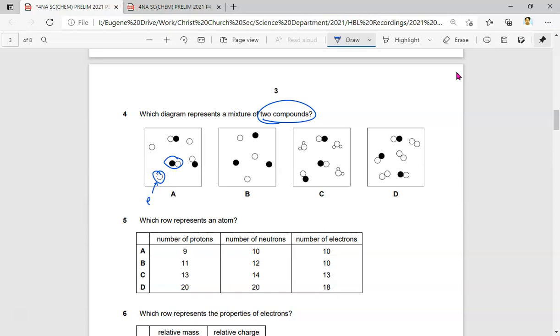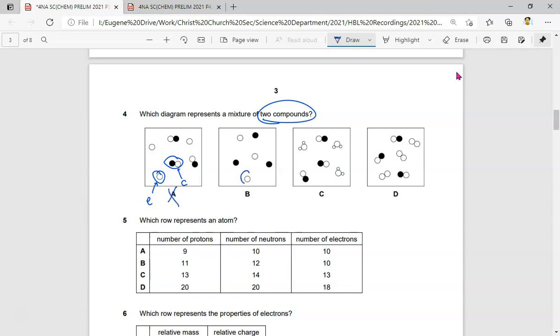This one, the single circle is actually an element. This one, you can see two different circles combined together. This is actually a compound. So A is a mixture. So it's correct, mixture. But this is a mixture of one element, one compound. That's why A is wrong.